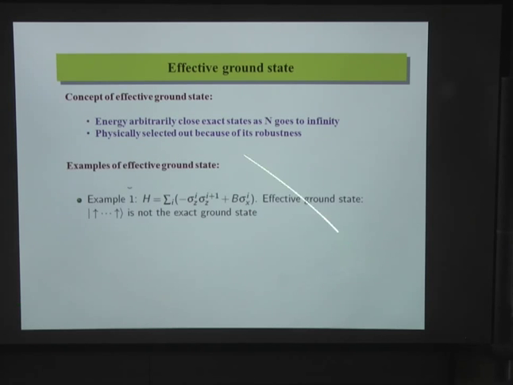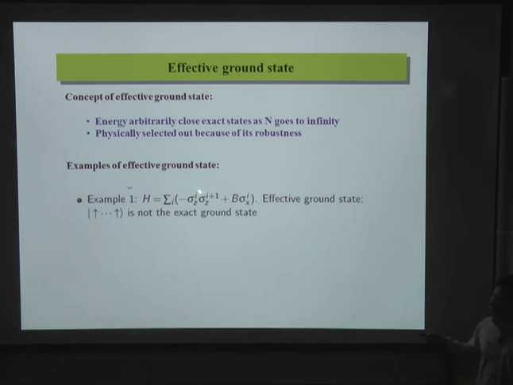And there are actually many examples of this effective ground state, and many states of matter we see every day are actually effective ground states instead of a true exact ground state. Let's just give two simple examples. For the first example, we look at the familiar Ising model.